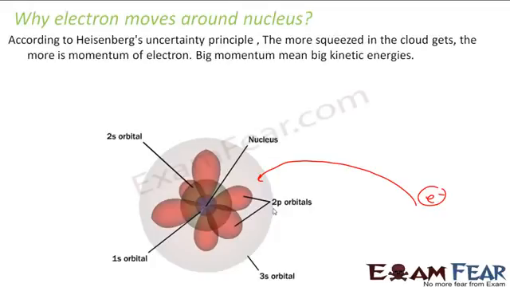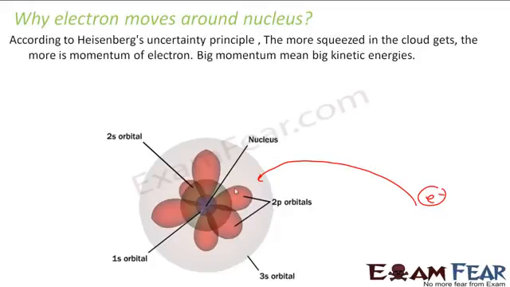This is based on the Heisenberg principle. It says that delta x times m delta v is h by 4 pi, right? So if you limit the space where the electron can move, the velocity will increase. If you specify a fixed position of the electron, the velocity will be very high. That means you can't have a fixed position of the electron.